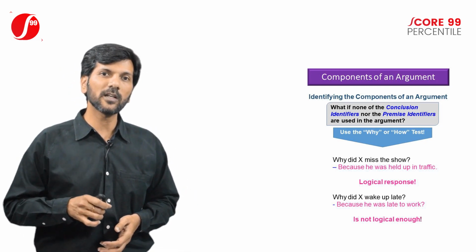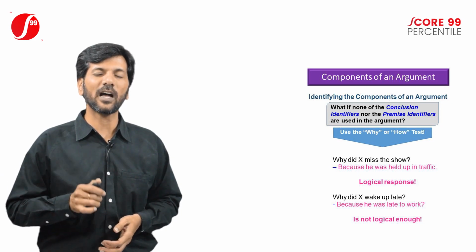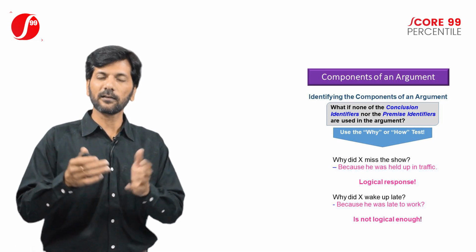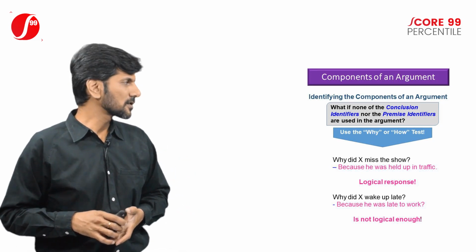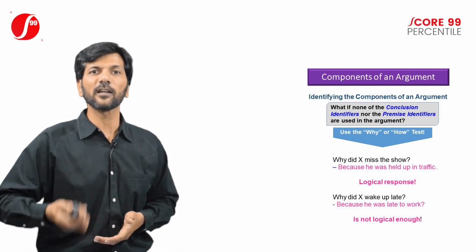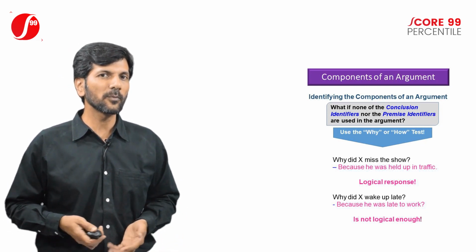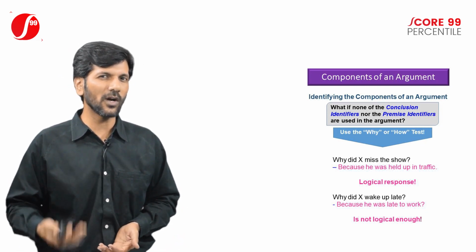So always remember, it's extremely important that you first identify the conclusion of your argument, if there is any. With the help of conclusion identifiers, you recognize that. But what if conclusion identifiers are not given? Then try searching for premise identifiers. What if they are also not given? What do you do then?